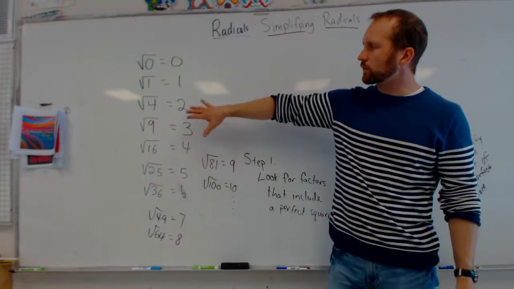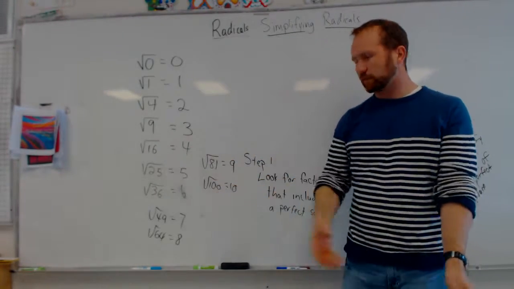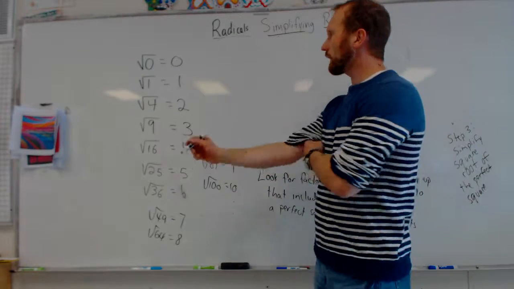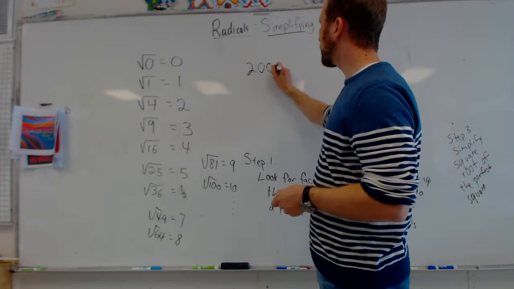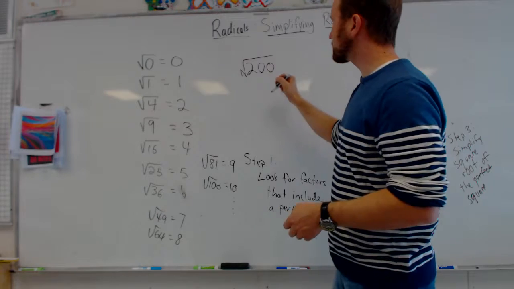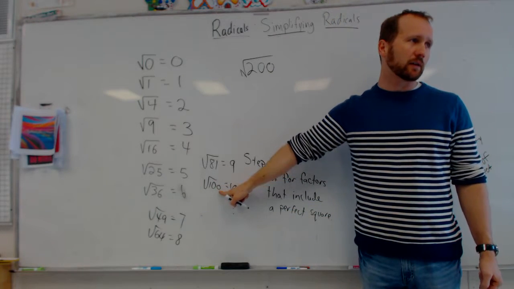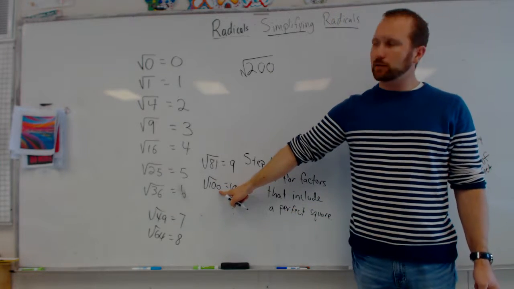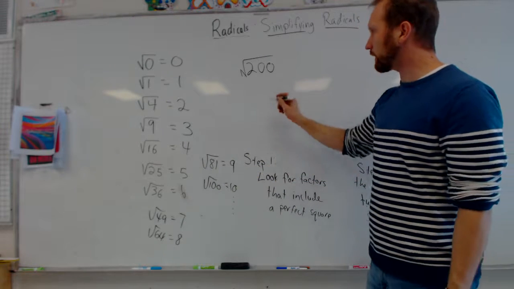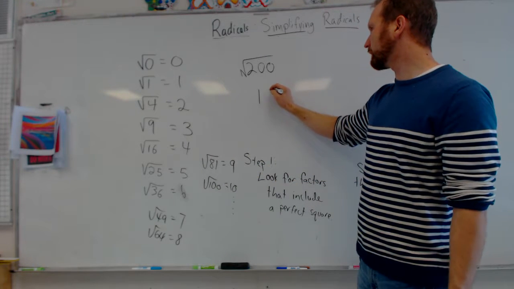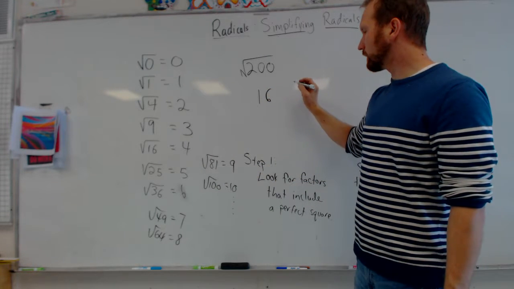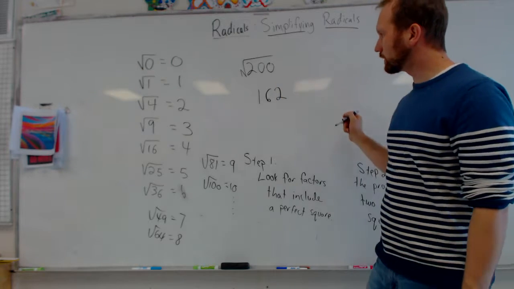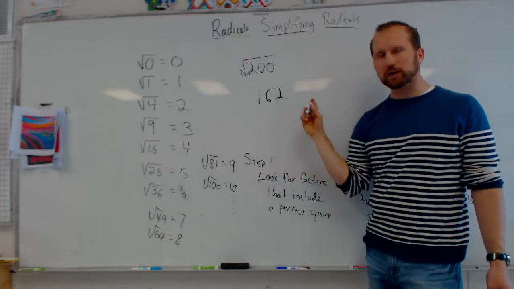Sometimes it's easier to look for smaller numbers. Sometimes it's easier to look for bigger numbers. Like if I gave you something like 200, it's pretty easy to see that there's a 100 in there. On the other hand, if I had 162, I don't know if you'd see the 81 in there right away.